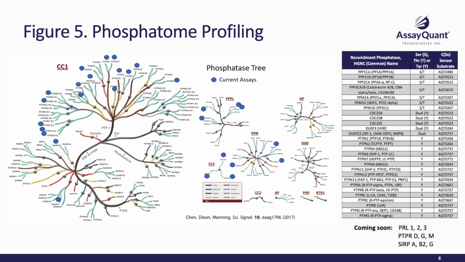This slide illustrates our phosphatome profiling panel, where we profile an inhibitor against a panel of phosphatases to check for specificity. New phosphatases are always being added, and we can add additional phosphatases of interest upon request.